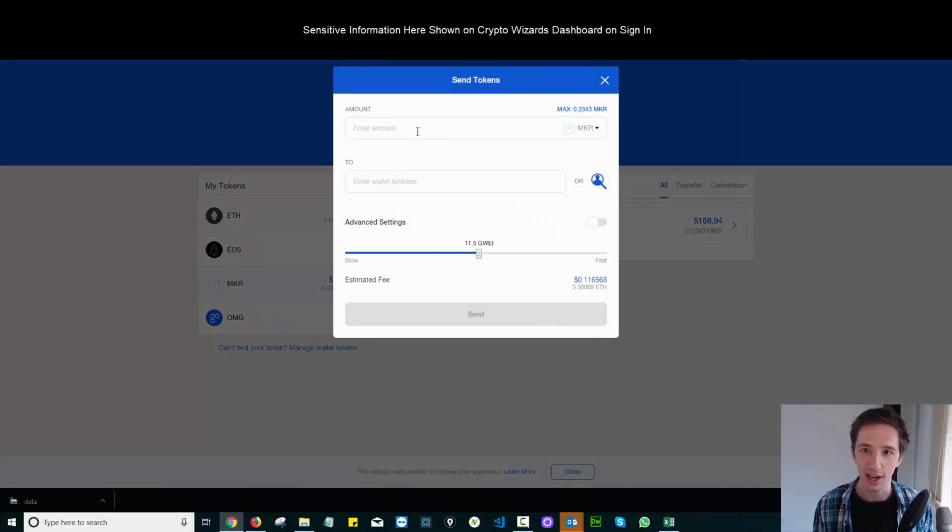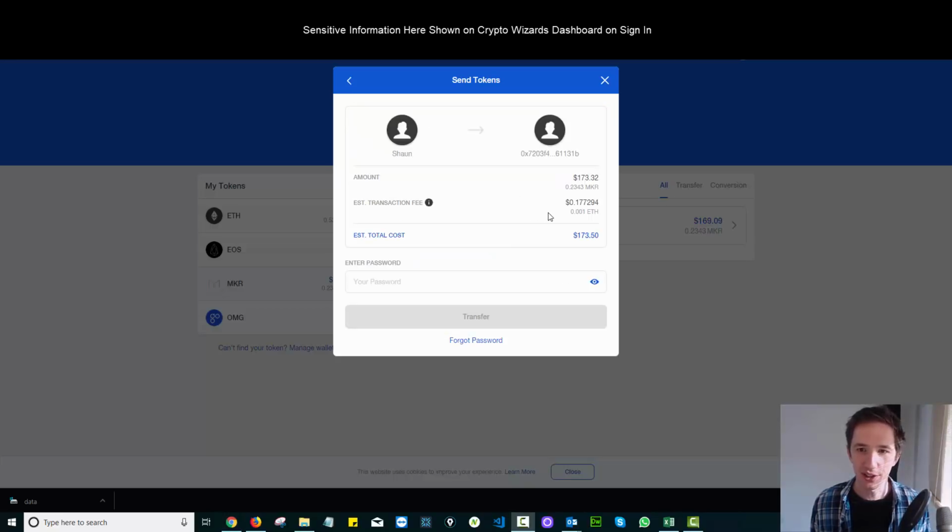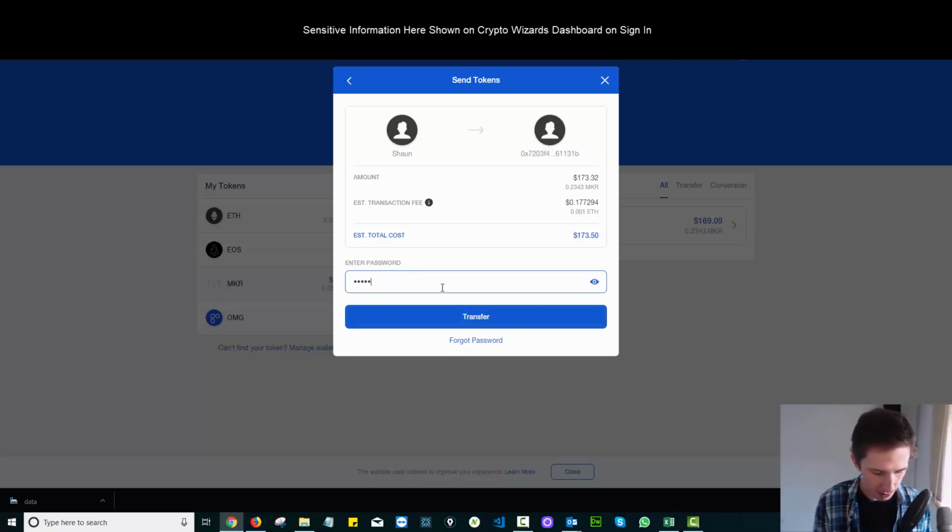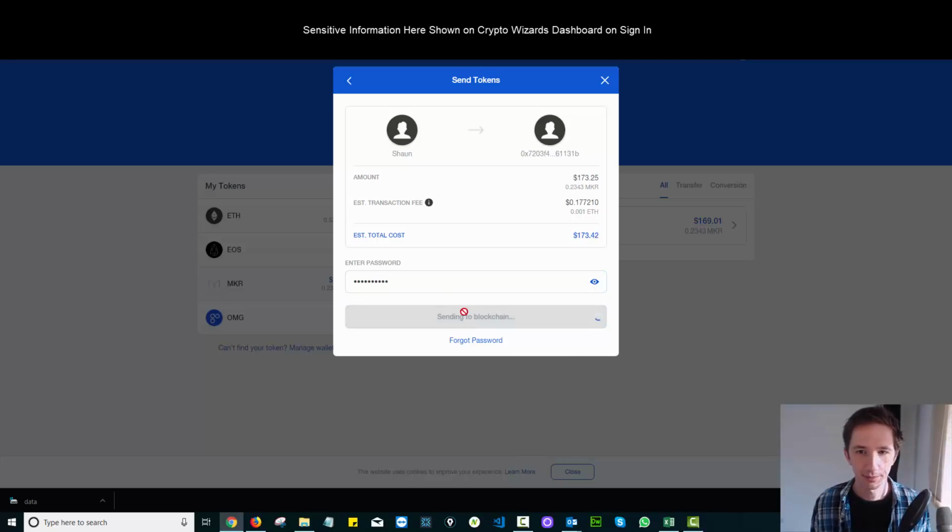And it's going to say, how much MKR do I want to send? Well, I want to send all of it, and I want to send it to this address. So all I'm going to do is hit send. All right, I actually increased the transaction fee on the gas to make sure that this transfer is quicker because it was just spinning for too long. And with arbitrage, you kind of need it to go through. So I did that. I'm going to punch in my password and I'm going to hit transfer.